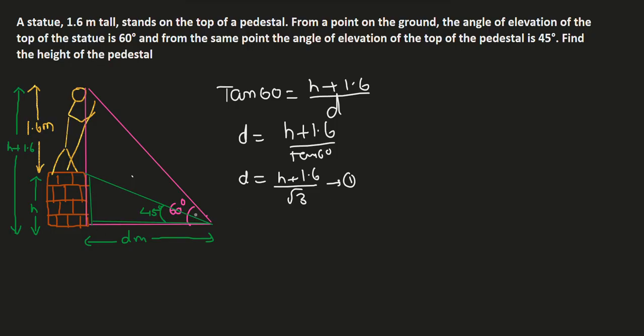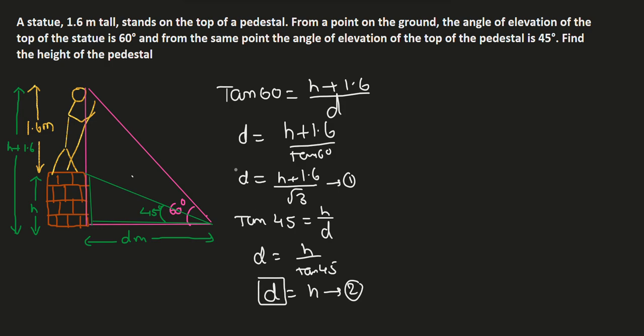From the green triangle, tan 45 is equal to opposite side h by adjacent side d. d is common in both the triangles, therefore make d the subject. d is equal to h by tan 45. What is tan 45? 1. Therefore h by 1 is h. This is the second one.